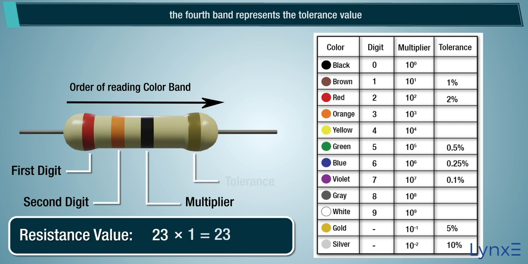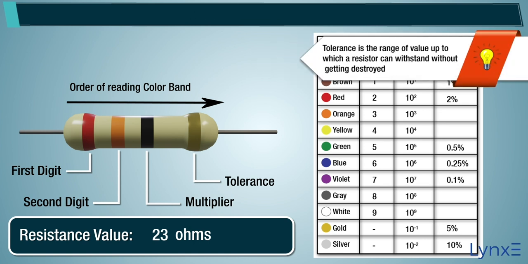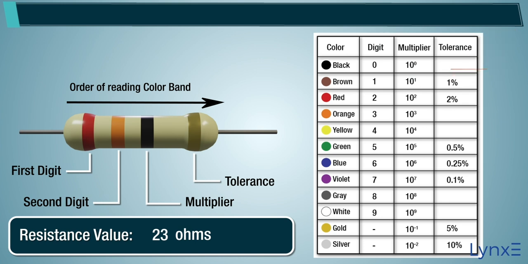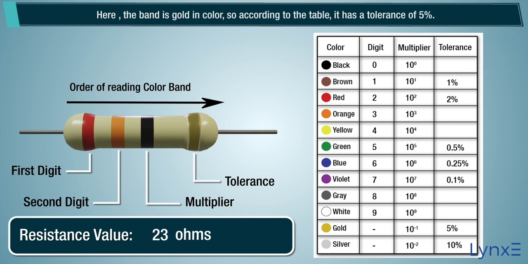The fourth band represents the tolerance value. Note: tolerance is the range of value up to which a resistor can withstand without getting destroyed. Here, the band is gold in color, so according to the table, it has a tolerance of 5%. So, the resistance of this resistor can be read as 23 ohms with a tolerance range of 5%.